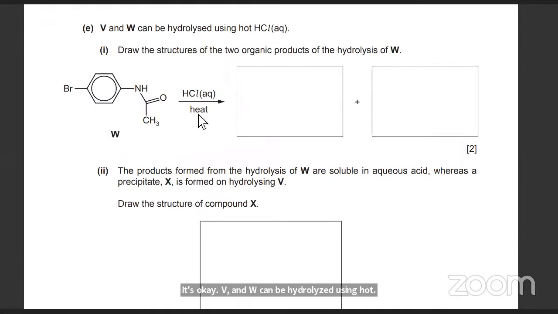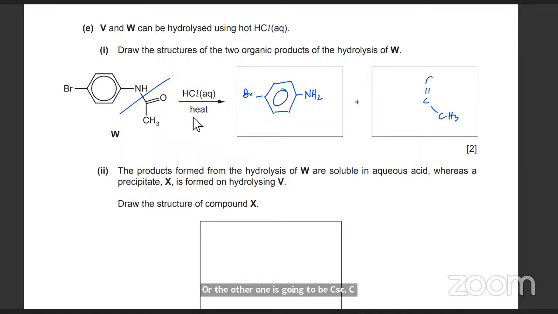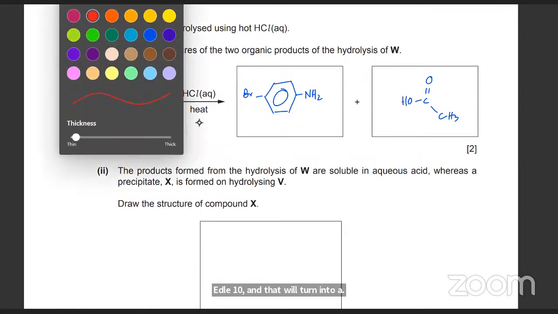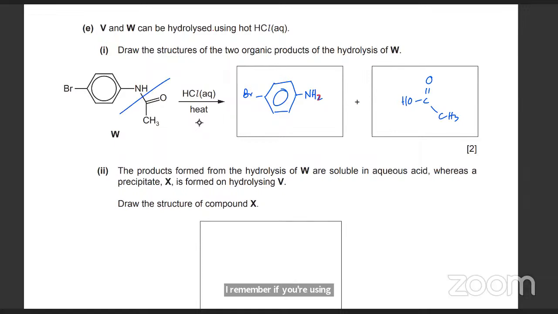तो W amide है ना, it's an amide, तो amide यहाँ से टूटेगा. So one of the products is going to be benzene with Br और एक साइड पे ना there's going to be NH2, or the other one is going to be CH3 C double bond O and that will turn into a carboxylic acid. Or remember, if you're using HCl, that's acidic, so amines are basic, amine के पास lone pairs होते हैं, so it can accept H+, so that's going to be produced.